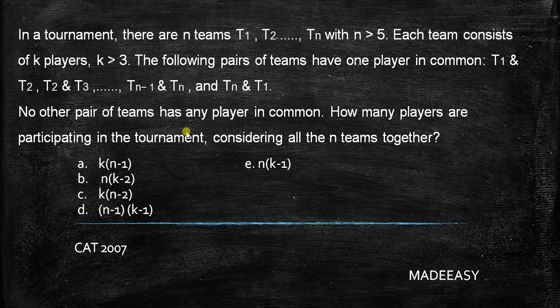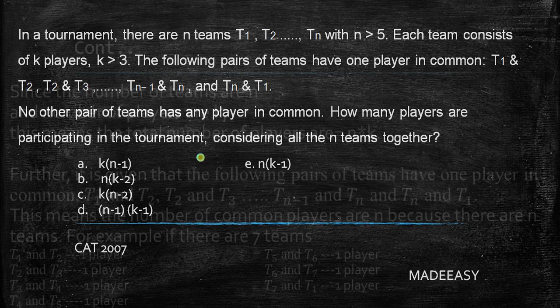So these are the options. We have to find out the correct one here. You see, neither the number of teams nor the number of players has been given, but it has been stated that the number of teams is greater than 5 and the number of players is also greater than 3. So now we have to solve.